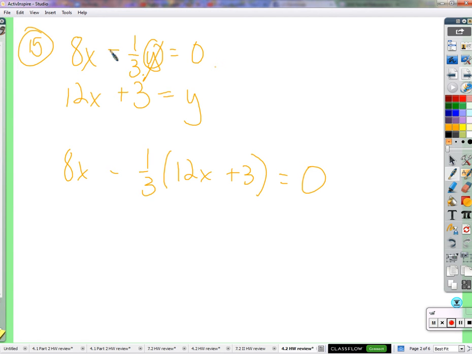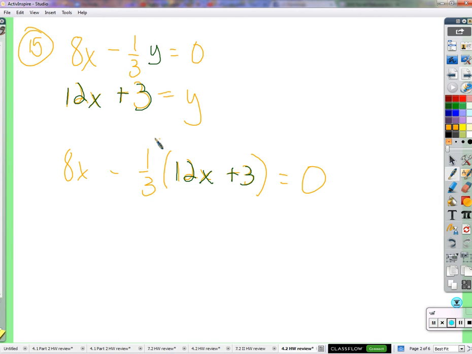All of that is equal to 0. The only thing that's changed about this equation is that we've replaced y. I want to make this point clearly. This is y, and so it is this. So this has been taken out and replaced with 12x plus 3. So we've done the substitution part. What should we do now?